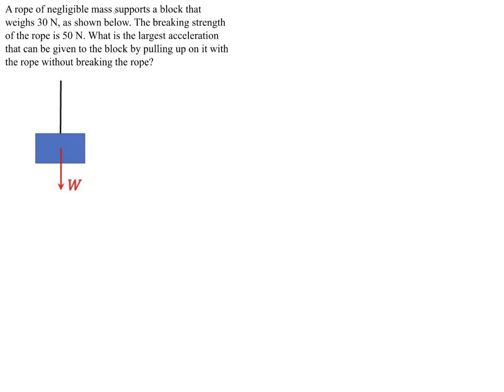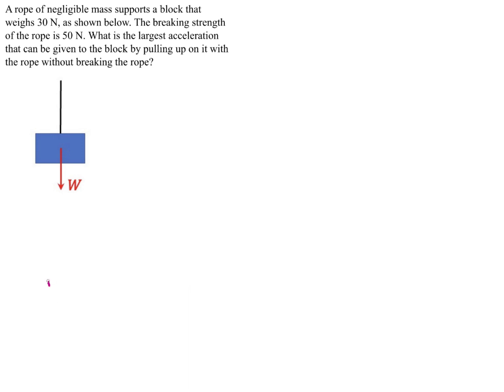A rope of negligible mass supports a block that weighs 30 newtons as shown below. The breaking strength of the rope is 50 newtons. What is the largest acceleration that can be given to the block by pulling up on it with the rope without actually breaking the rope? So here's the figure that shows what it looks like.